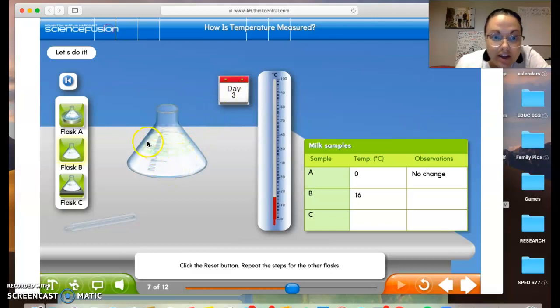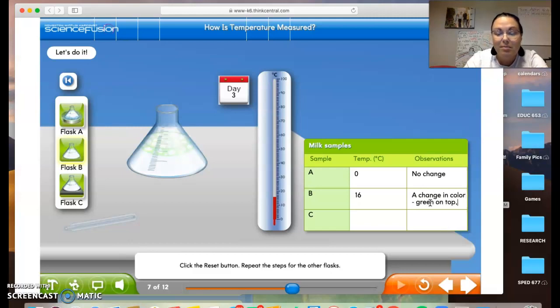Oh, okay. So I am noticing some change here. I am noticing a change in color. There's some green on top. Are you seeing the little cloudy chunks? It's kind of yucky. I don't think I would want to drink that.